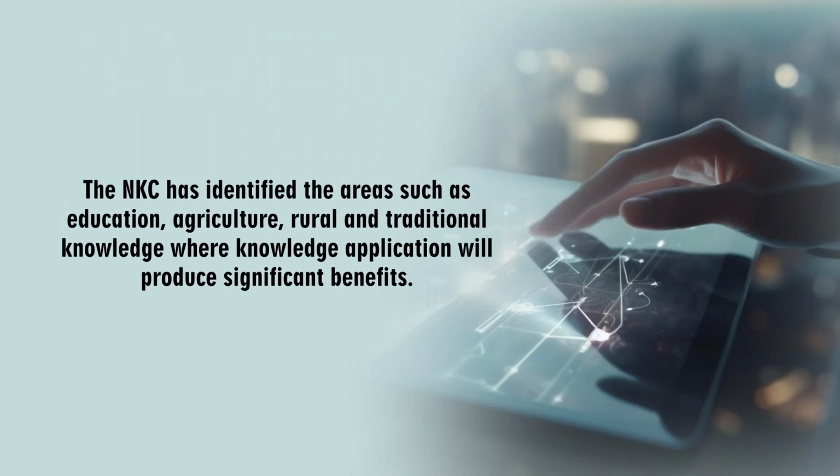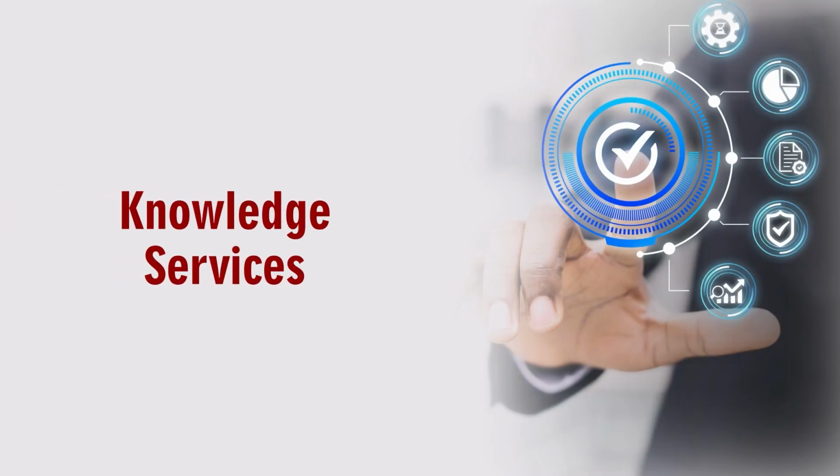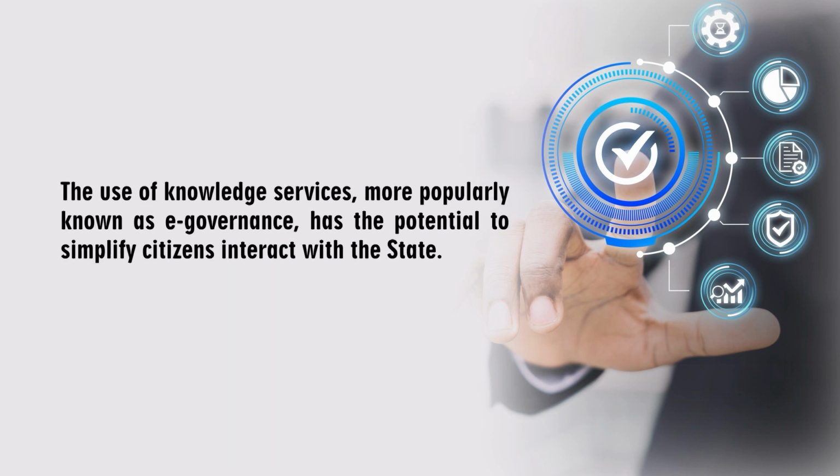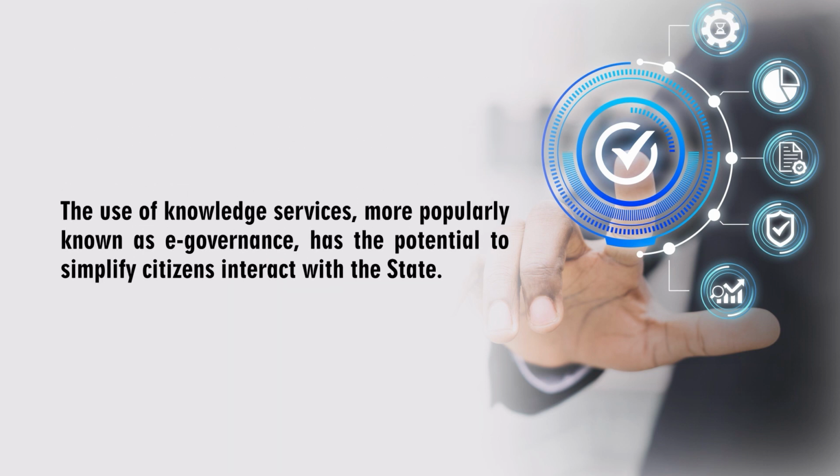The National Knowledge Commission has identified areas such as education, agriculture, rural and traditional knowledge, where knowledge application will produce significant benefits. And finally, the last knowledge pentagon, that's called knowledge services. What does it say? It says the use of knowledge services, more popularly known as e-governance, has the potential to simplify citizens' interaction with the state.